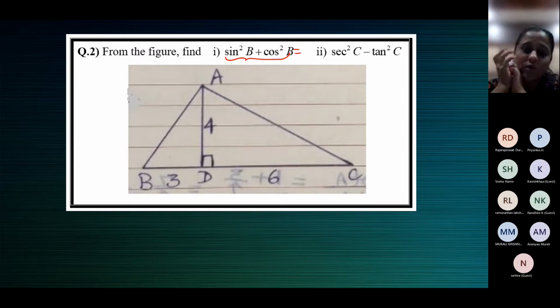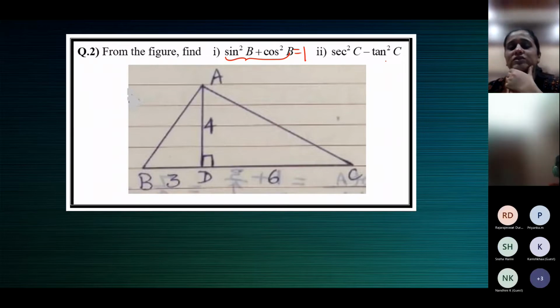One, ma'am. Sine square theta plus cos square theta, that is the same angle, theta. Here also, sine square b plus cos square b is 1. You should get the answer as 1.